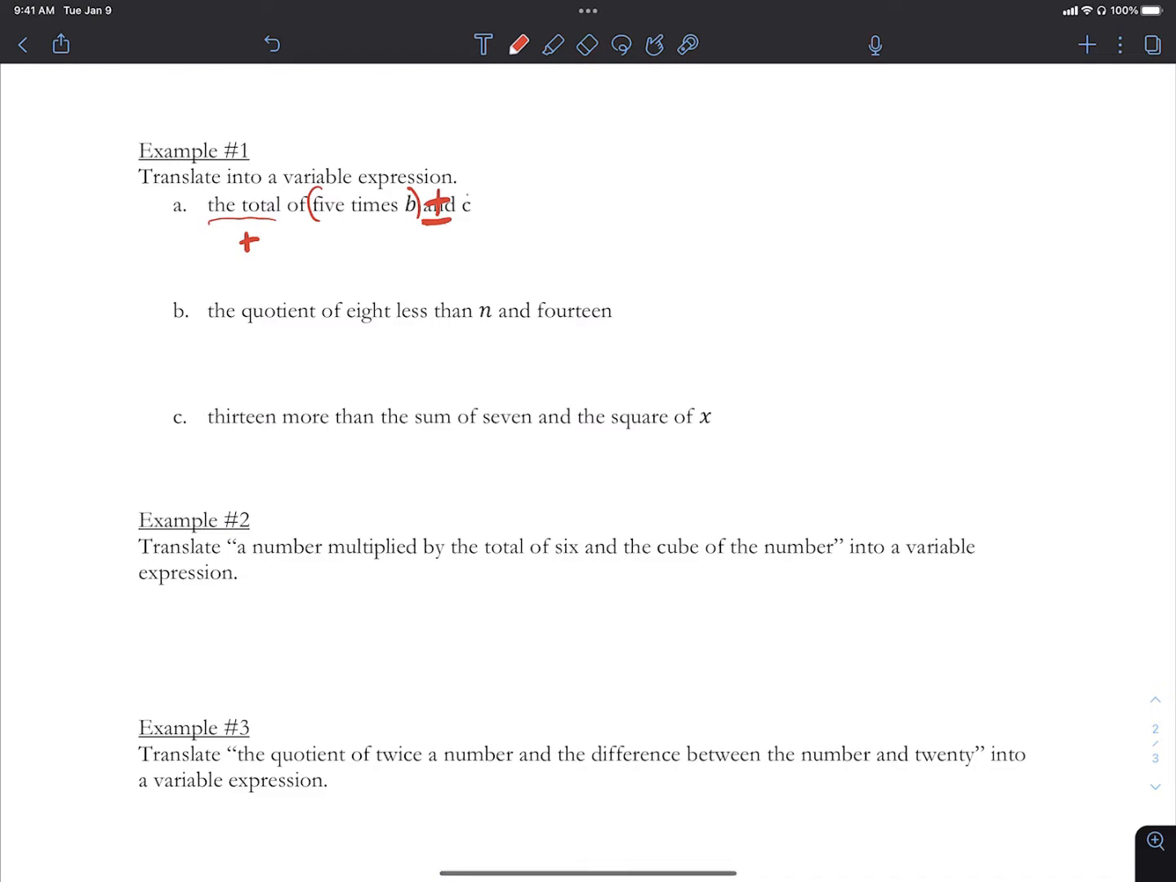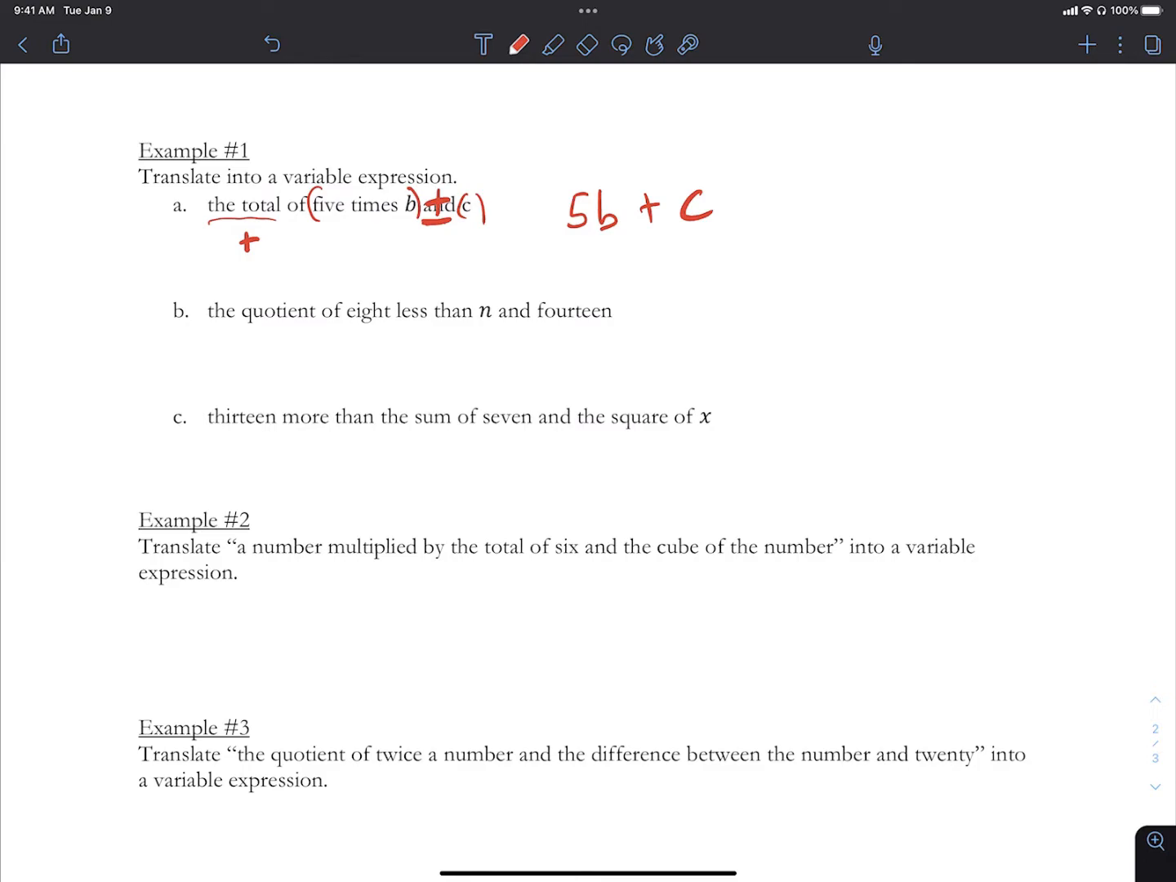5 times b and c. I put parentheses around those to denote those two different objects. So 5 times b we can show as 5b, and I'm adding this with c. So the total of 5 times b and c reads as 5b plus c, symbolically.